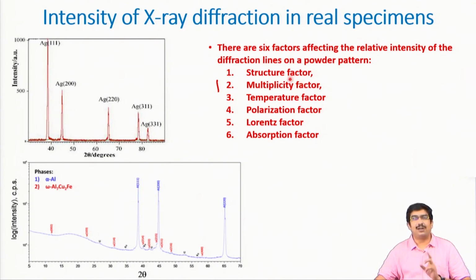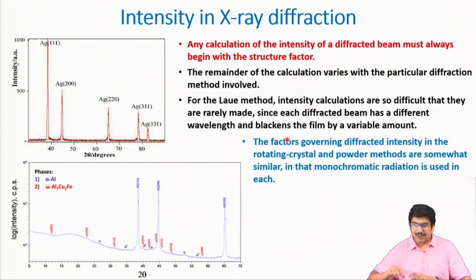Basically, the structure factor and multiplicity factor are very important, and the temperature factor also. When we calculate the intensity of a diffracted beam, we should always start with the structure factor. If the structure factor says that a certain intensity will not be there, it will not be there at all. Out of all these factors, for a crystalline material at least, the structure factor is the most important, and it is primarily responsible for the intensity from any diffracted beam.